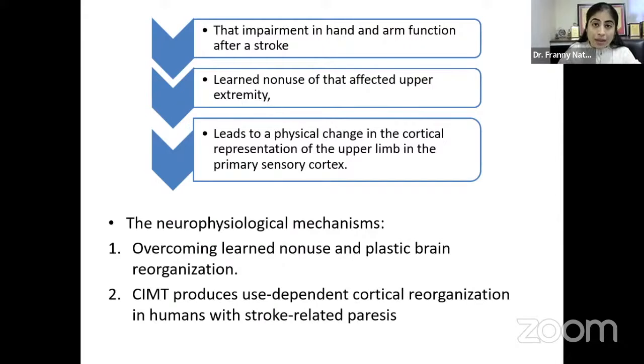Now, neuroplasticity can be function enabling and it can be functionally disabling as well. For example, if the affected hand is not used, it will create functionally disabling plasticity in that part of the brain that supplies the affected extremity. So how does CIMT work? It overcomes the learned non-use and plastic brain reorganization. It produces use-dependent cortical reorganization in humans with stroke-related paresis.